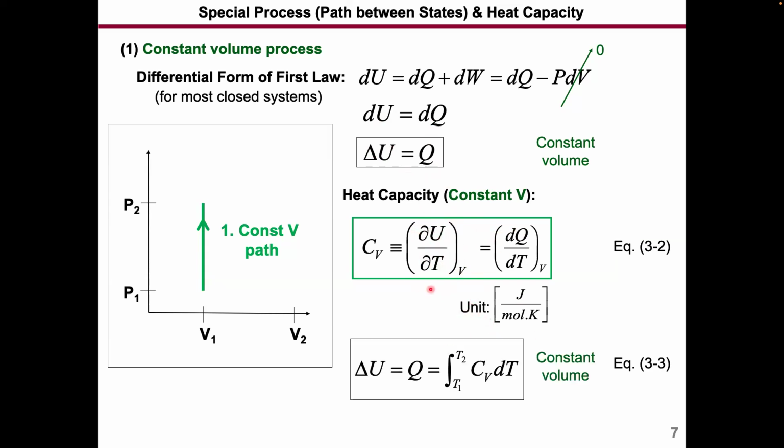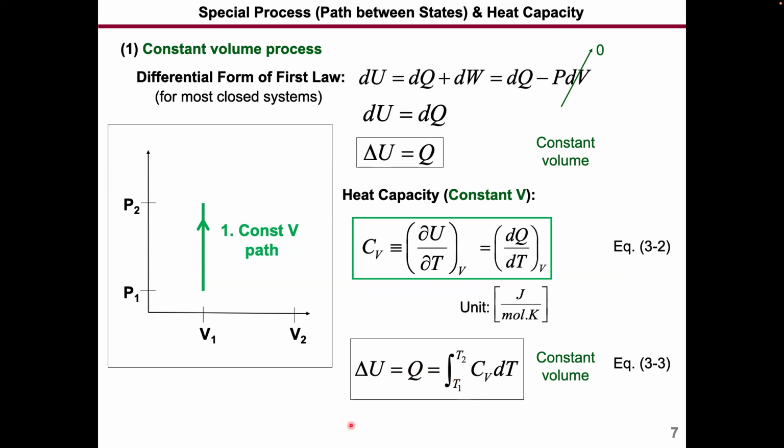Now, if you take the integral of this equation, then delta U is just equal to Q, and that is equal to the integral from T1 to T2 of CV dT, right? So basically you change from T1 to T2. If CV is constant, then you can take CV out. How much heat you exchange between the system and surrounding will cause a temperature rise or decrease, and that temperature rise or decrease can be directly calculated by using Q divided by CV, okay?